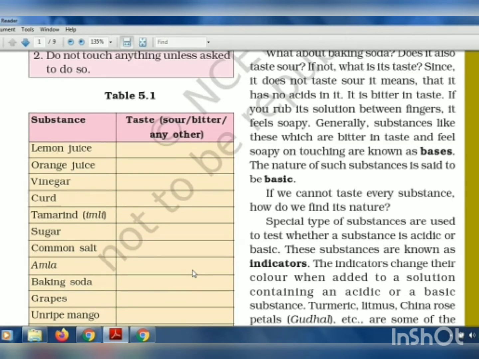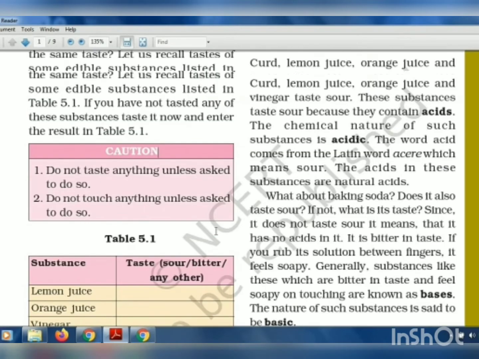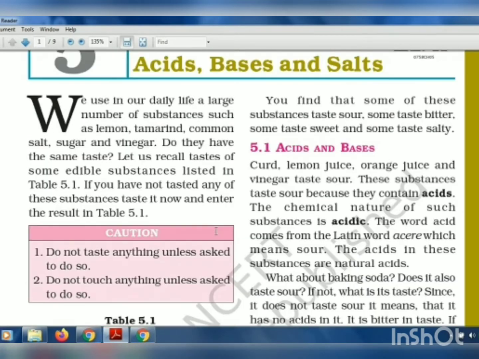And now in this chapter we will study why they taste like that, why they taste sour, why they taste bitter, salty and everything. Okay, what is the reason behind it? So here the first topic or the first concept that we'll study in this is acids and bases.